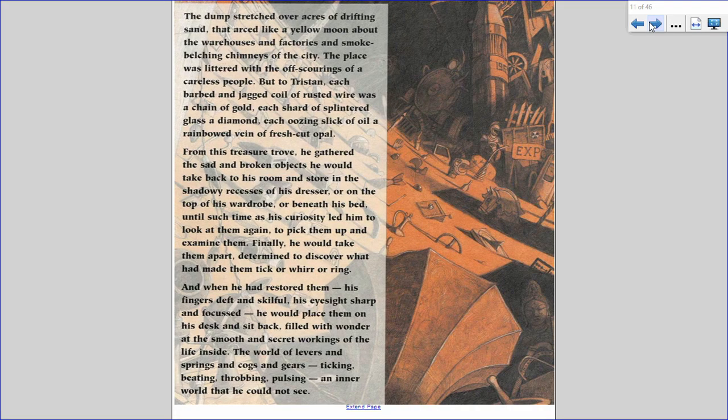The dump stretched over acres of drifting sand that arced like a yellow moon about the warehouses and factories and smoke-belching chimneys of the city. The place was littered with the offscourings of a careless people. But to Tristan, each barbed and jagged coil of rusted wire was a chain of gold, each shard of splintered glass a diamond, each oozing slick of oil a rainbowed vein of fresh-cut opal.